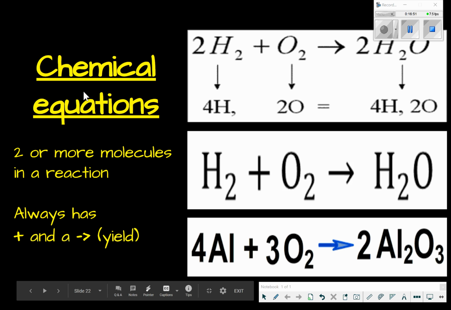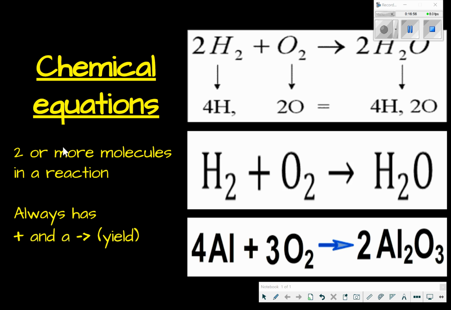Okay, chemical equations are 2 or more molecules in a reaction. When you are adding them, they turn into something different. There is a plus saying I'm going to take this chemical and I'm going to mix it with this chemical, and I'm going to create a reaction. This yield sign means that there was some kind of reaction, and it is going to make this molecule.